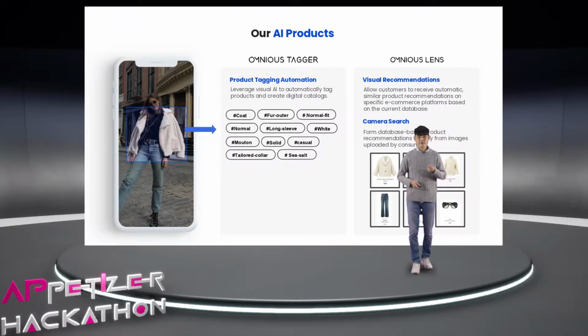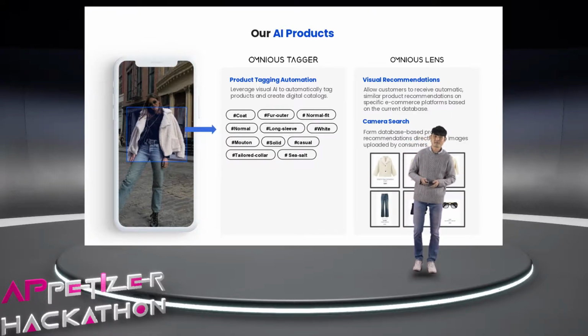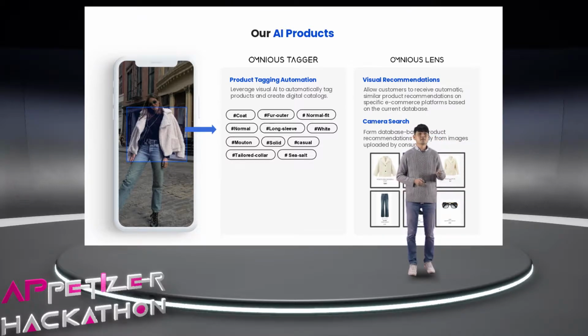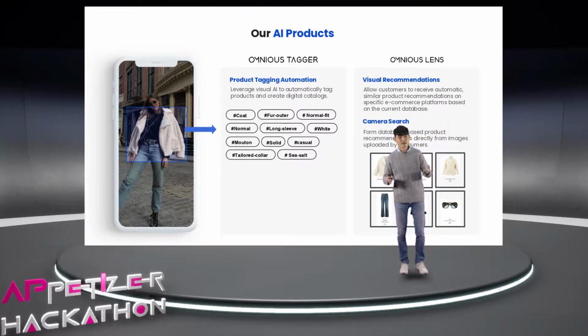This is our products. Our first product is Tagger, which is a product tagging automation solution. It uses visual AI to tag fashion items into around 1,000 attributes within just seconds. And second is Lens, which consists of 2 solutions. First solution is the visual recommendation solution, which extracts fashion attributes from items and uses those to recommend similar items from your product catalog. And the second solution is Camera Search, which uses the image that you take from your mobile phone's camera application or images that you collect from social media like Facebook or Instagram to recommend similar items from your product catalog.